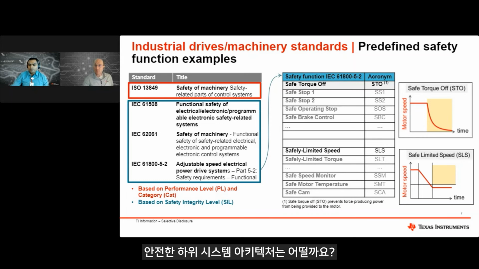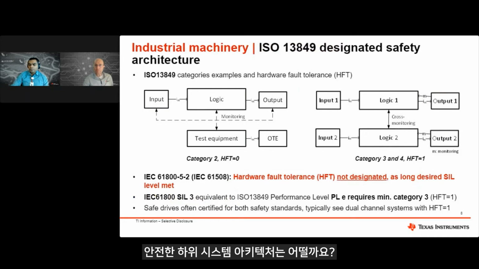What about the safe subsystem architecture? The ISO 13849 industrial machinery standard specifies the safety architecture. For example, category 2 demands a single channel system with monitoring. This system has a hardware fault tolerance of 0. The block diagram is shown on the left. Higher performance level, or the highest performance level E, requires either category 3 or category 4 at a minimum, which are dual channel systems with cross monitoring and a hardware fault tolerance of 1. So these systems can tolerate a single fault while still being able to execute the safety function.